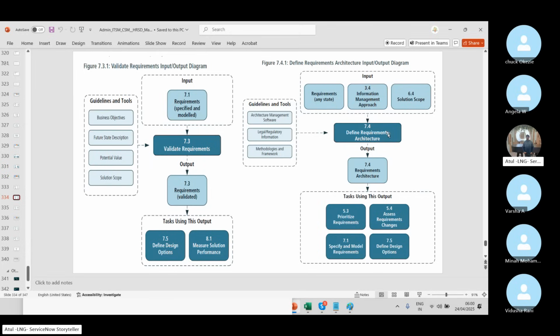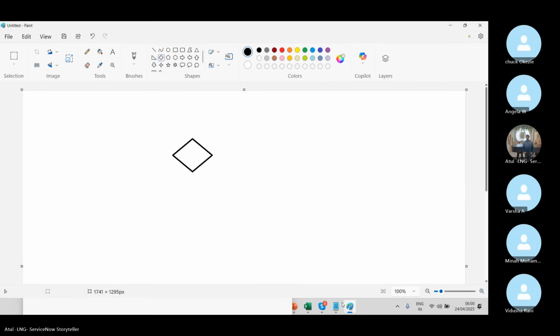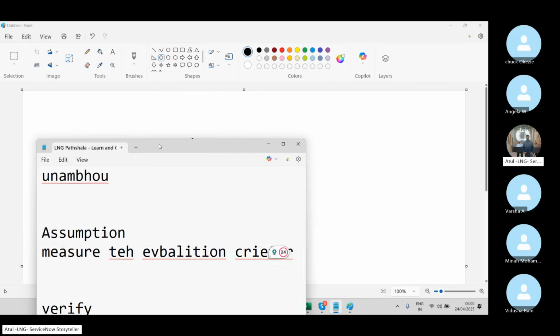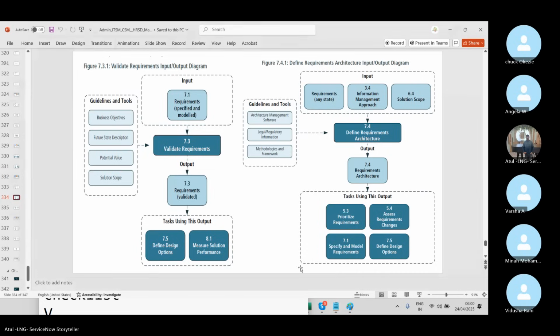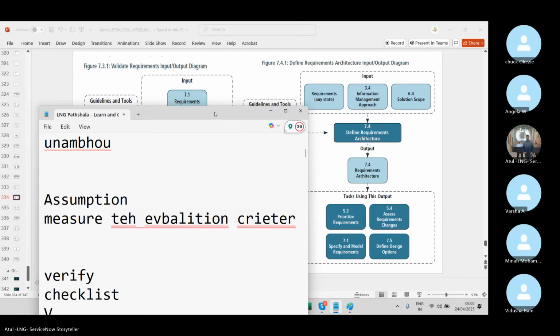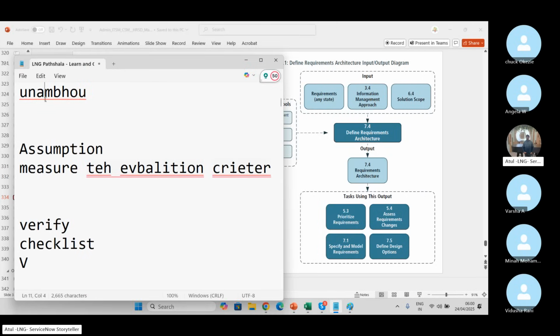This is what we have to check here. So to do this validation part, number one, you have to see the requirement. To define the architecture, you have to see the requirement from the different view perspective.